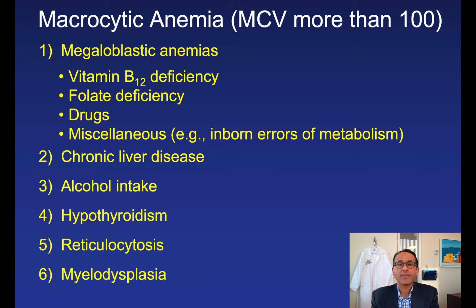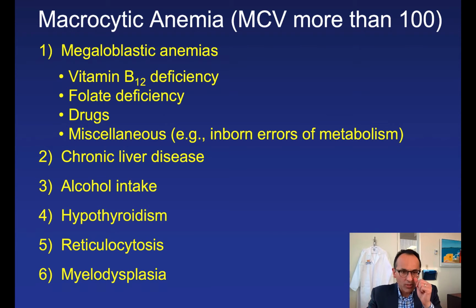Other causes of macrocytic anemia include chronic liver disease, alcohol intake, hypothyroidism, reticulocytosis because reticulocytes are large, and myelodysplasia, which is really a pre-leukemia that occurs in elderly patients that can predispose to frequent infections. The Pelger-Huet abnormality, or the pseudo-Pelger-Huet abnormality, is what you see on neutrophils. It's bilobed nuclei on the neutrophil, and it's in a patient who could have other types of CBC abnormalities such as thrombocytopenia as well.